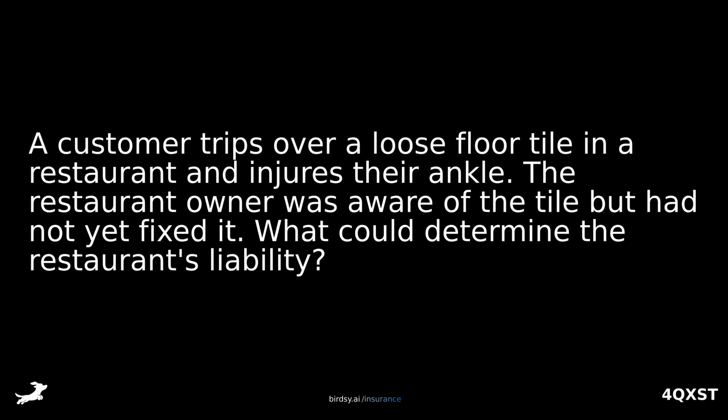A customer trips over a loose floor tile in a restaurant and injures their ankle. The restaurant owner was aware of the tile but had not yet fixed it. What could determine the restaurant's liability? Is it A, the customer's footwear choice, B, the owner's knowledge of the hazard, C, the time of day the accident occurred, or D, the restaurant's insurance policy limits? The answer is B, the owner's knowledge of the hazard. The restaurant's liability may depend on whether they took reasonable steps to warn customers or fix the hazard promptly.